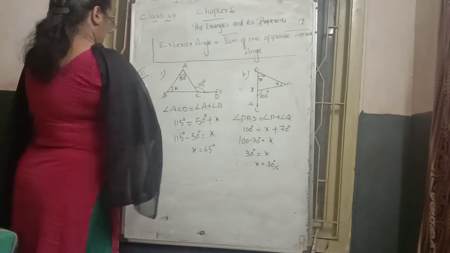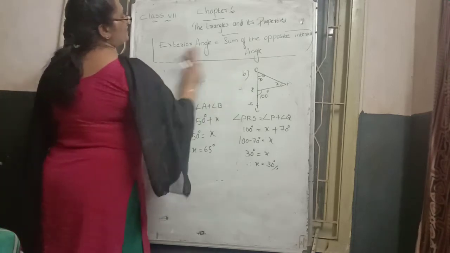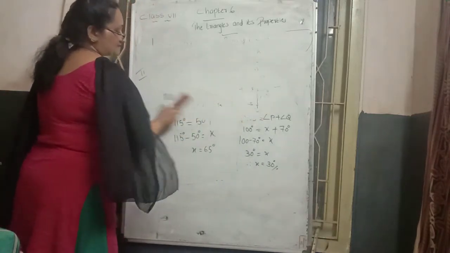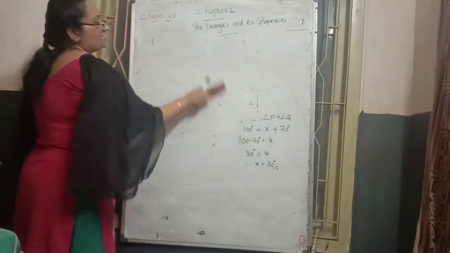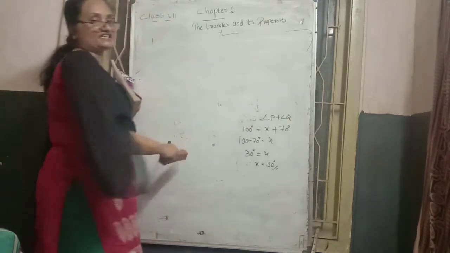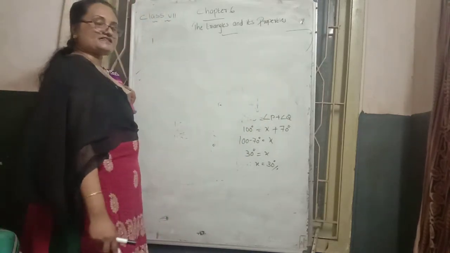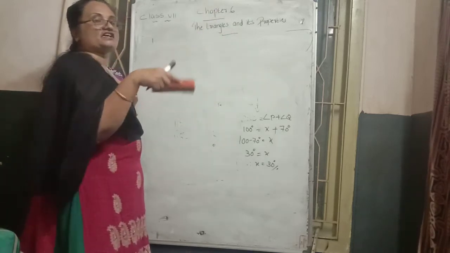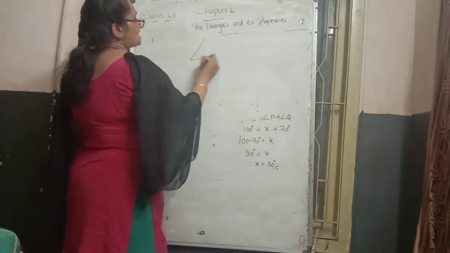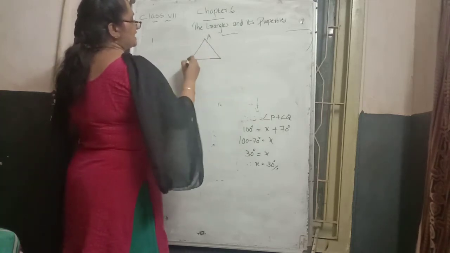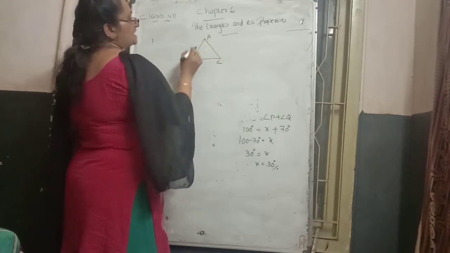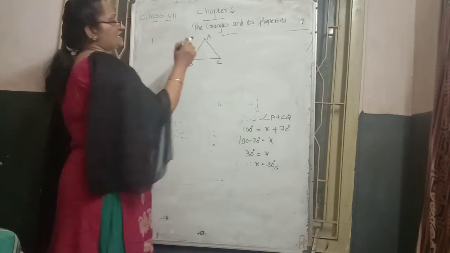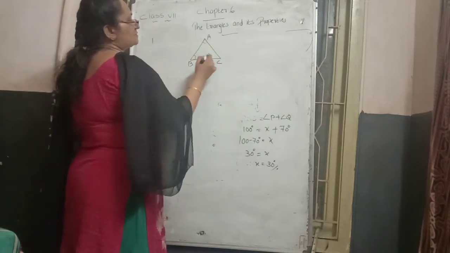Then the next one is the angle sum property of a triangle. In the first class, when we were discussing, I said a triangle has 3 sides and 3 angles. Suppose ABC is a triangle. How many sides are there? AB, BC, AC: 3 sides. What are the angles? Angle A, angle B, angle C.